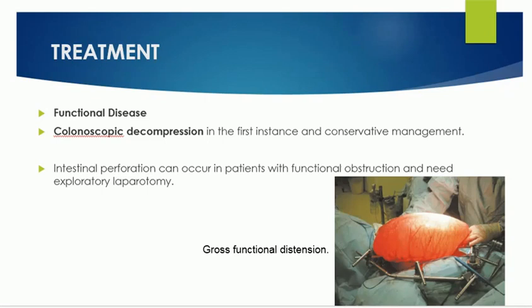Intestinal perforation can occur in patients with functional obstruction and needs exploratory laparotomy. So usually functional disease does not need surgery, but if huge dilatation has occurred leading to perforation, obviously then this is a case of fecal peritonitis and it will require exploratory laparotomy. So here you can see a gross functional distension. There is no organic obstruction in this patient. This loop you can see is a hugely distended loop of large gut, and this is just functional distension, with no organic cause.